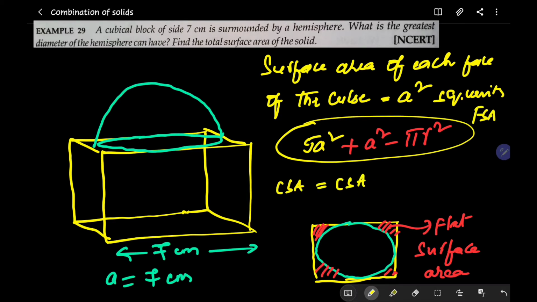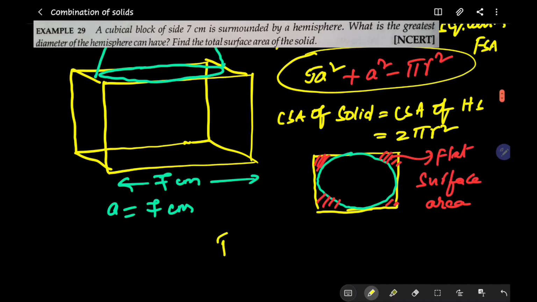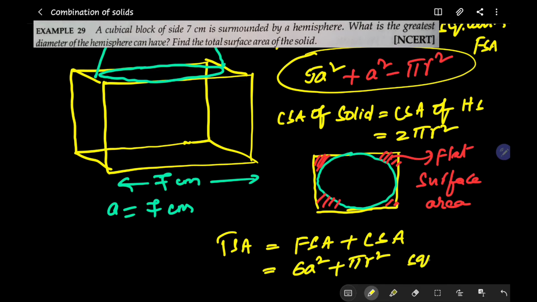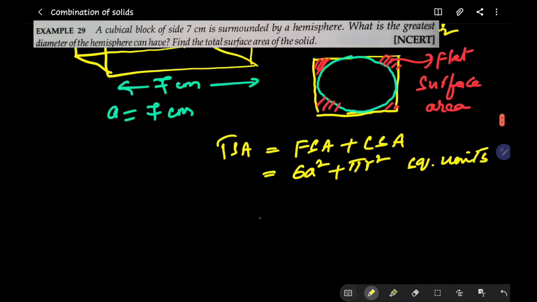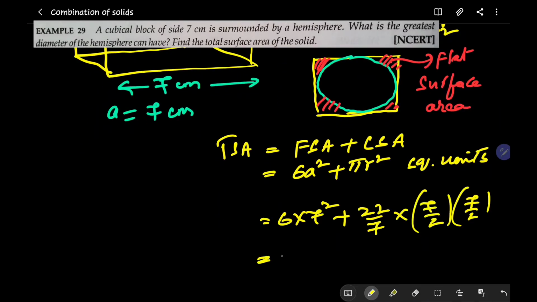What about the curved surface area of this hemisphere? The entire curved surface area actually belongs to the hemisphere only, so it can be directly written as 2 pi r square. Now if we add both the flat surface area and the curved surface area of this combination of solids, we will get the total surface area of the solid, which is 6a square plus pi r square. Now simply substitute the given values of a and r to get the final answer.